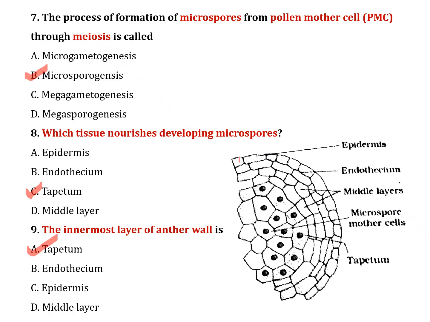The outermost wall layer is epidermis. Then below the epidermis, this is endothelium. And below the endothelium, 3 to 4 layer of middle layer is present. And below the middle layer, there is tapetum. And below the tapetum, sporogenous tissue or microspore mother cell are present. The innermost layer of anther wall is tapetum and the outermost wall is epidermis.